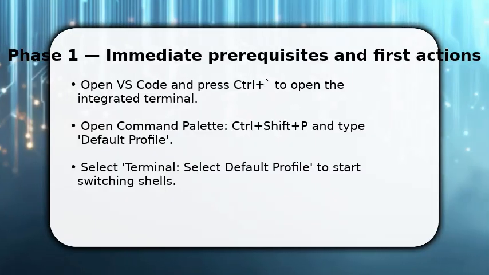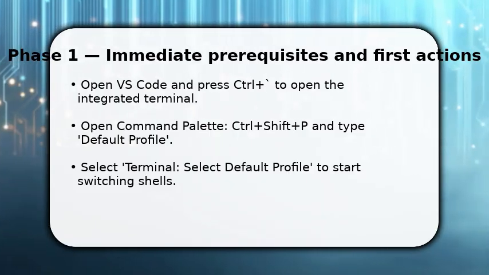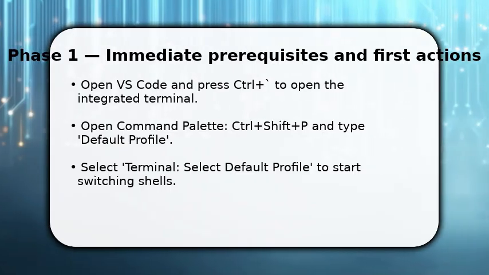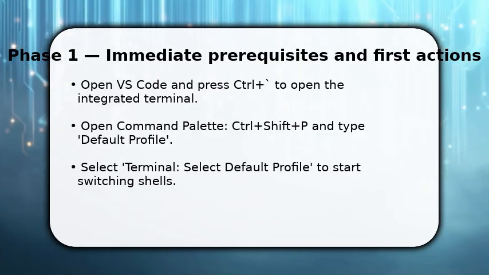You begin by opening VSCode and the integrated terminal. This puts you where changes take effect immediately. Once done, press Ctrl plus Shift plus P to open the command palette, type terminal: select default profile and pick it.